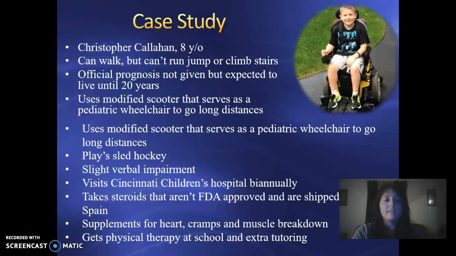He would visit Cincinnati Children's Hospital biannually just to make sure his heart, his lungs, and everything was going okay. There weren't any major complications. He would have to take steroids that weren't FDA approved, and his mother had to have them shipped in from Spain, which was very costly. Christopher also took supplements for heart, cramps, and muscle breakdown, and he would get physical therapy at school, as well as a little extra tutoring from his teacher.